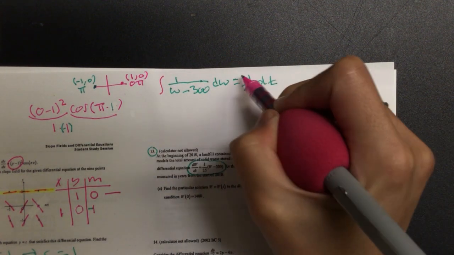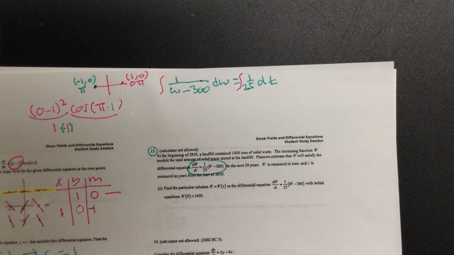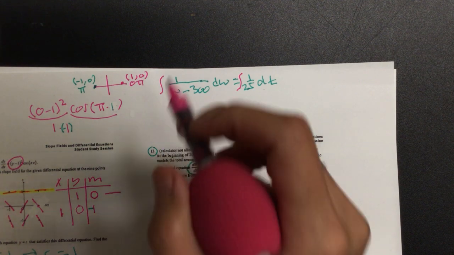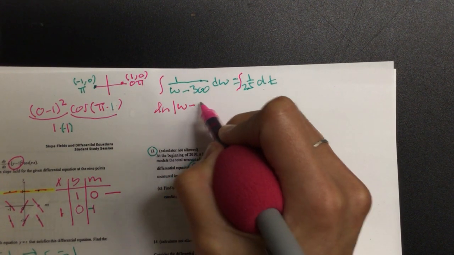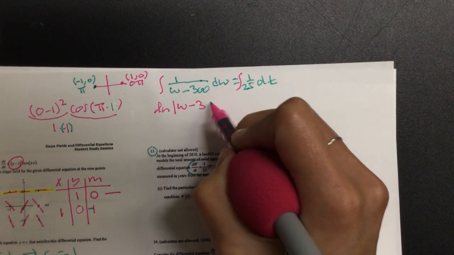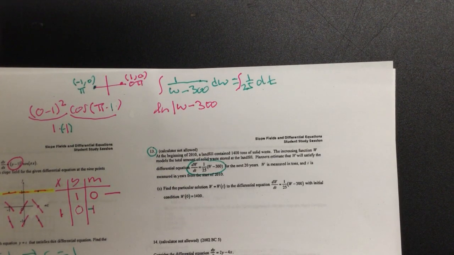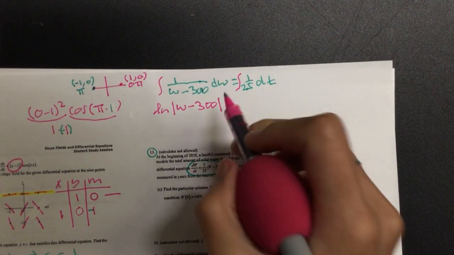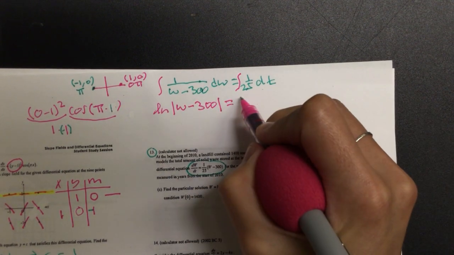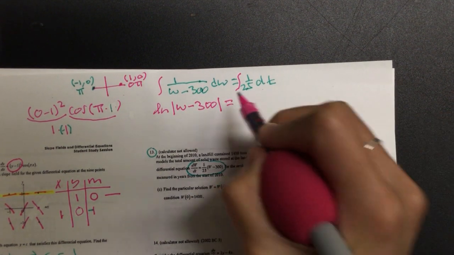And then we want to integrate. So let's do a recall. If the integration of 1/x is natural log of x, the integration of the first one must be the natural log of W minus 300. And we need the absolute value because in the natural log, it cannot compute a negative number. But once the natural log goes away pretty soon, we'll get rid of the absolute value. And let's do plus c on the other side only. So for 1/25, that's considered a constant.